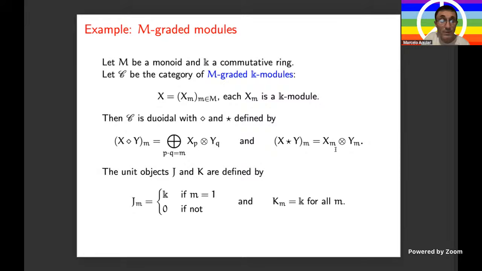And the unit objects are different. That's what they are, J and K. I'm describing the components of J and K. All right, so that's one example.